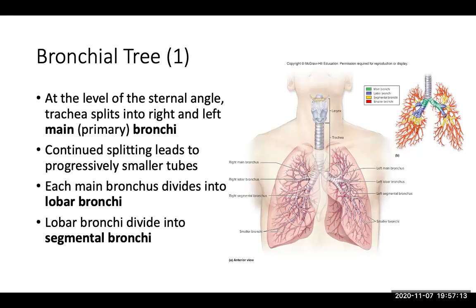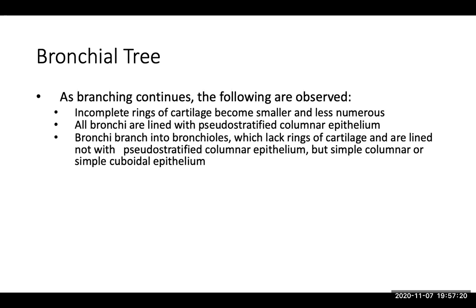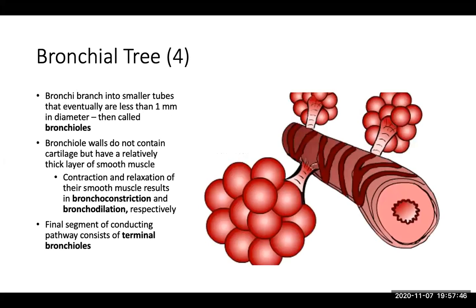Each main bronchus will divide into lobar bronchi, and lobar bronchi will divide into segmental bronchi. As branching continues, there's a couple things that happen. Incomplete rings of cartilage become smaller and less numerous. All the bronchi will be continued to be lined with that pseudostratified columnar epithelium. Bronchi will branch into bronchioles, which eventually will lack rings of cartilage and will be lined with just simple columnar or simple cuboidal epithelium.